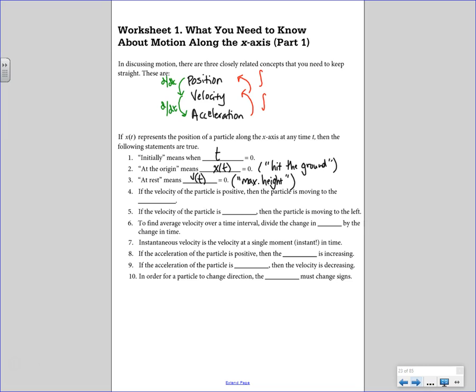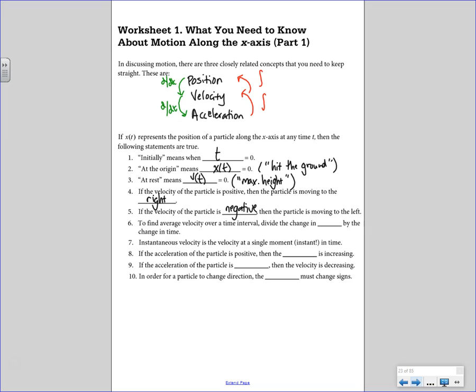What did you guys answer for number 4? We have it filled in. If the velocity is positive, the particle is moving to the right. The velocity is, how about number 5? Negative. Negative, good, then the particle is moving to the left. How about number 6, average velocity?